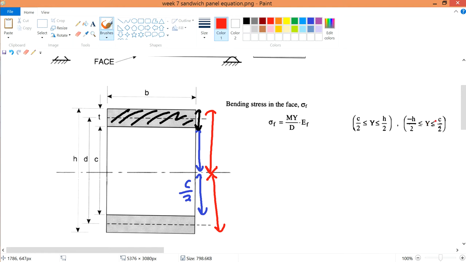Okay, in fact I would believe that this is minus also. I may be wrong, but anyway, so this is actually your minus h over 2. So your y is in between the c/2 and the minus h/2, which is this one. Okay, and this is how you find your y.